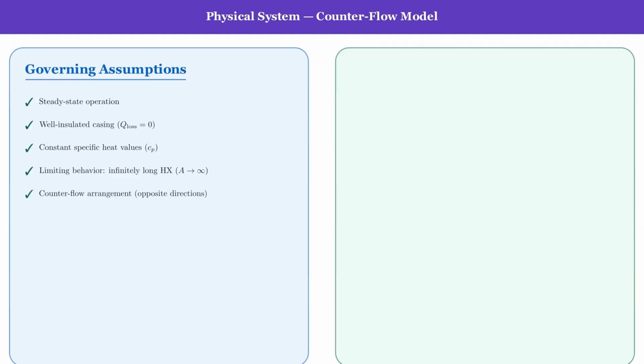This is the limiting case, where surface area A approaches infinity. And fifth, counterflow arrangement. The two streams flow in opposite directions. This is critical because counterflow is the only configuration that can, in principle, approach the thermodynamic limit we are about to describe. On the right, we state the governing equation for this limiting scenario.